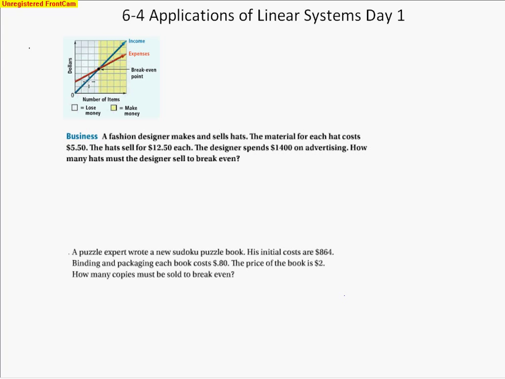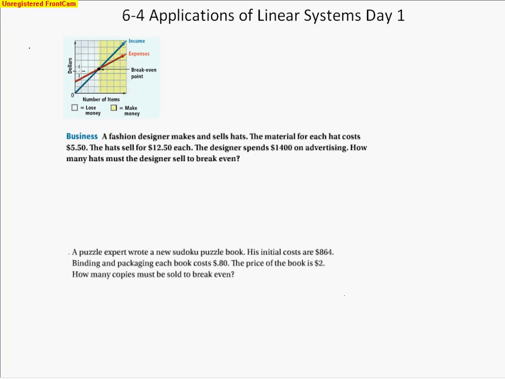Our income is going to increase as the number of items increase, and our expenses are going to also increase. But what we're going to be looking for is this break-even point. We're looking for a point where the two lines cross, and that's going to be our break-even point. What that will represent is, at first, the expenses are higher. You can see the red line's expenses.